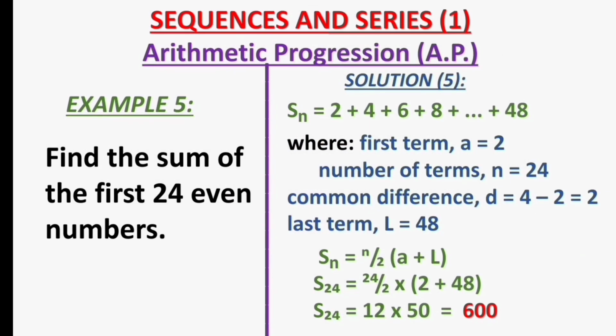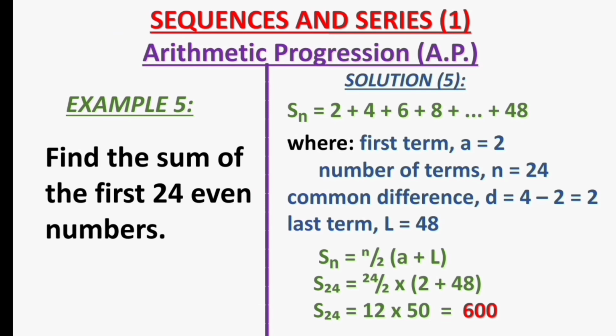We have S subscript 24 is equal to 24 over 2 times (2 plus 48) in brackets. That will give us S subscript 24 is equal to 12 times 50. The sum of the first 24 even numbers becomes 600. I hope you got that right.